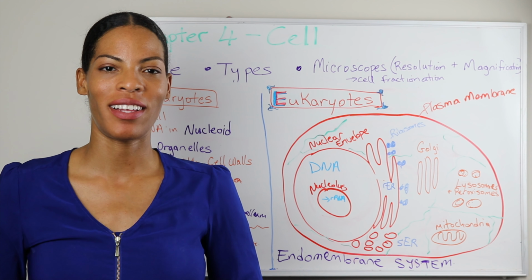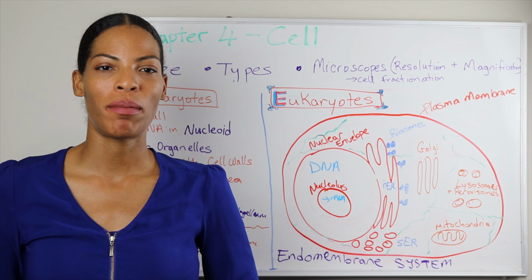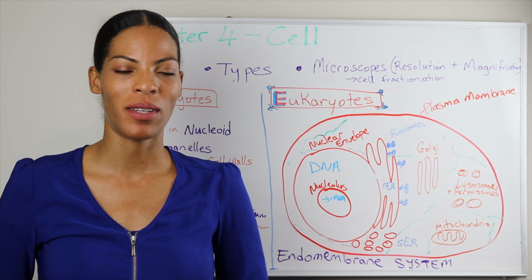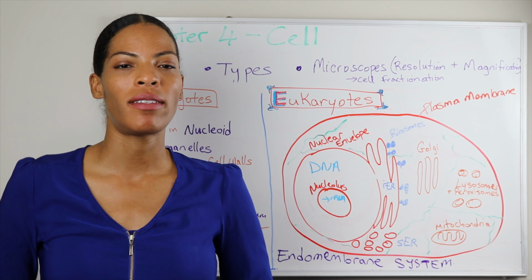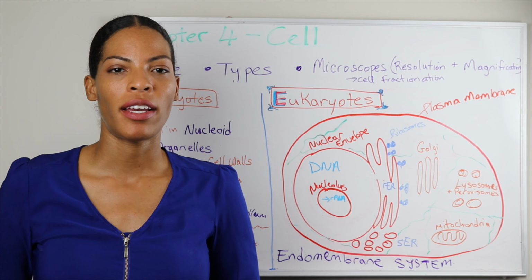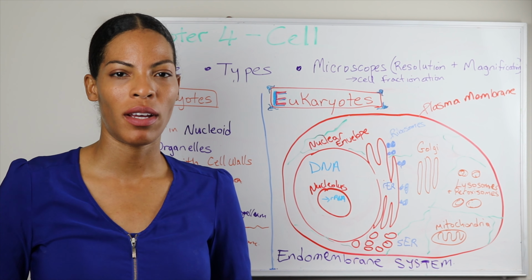This is chapter 4 on the cell, and these next few chapters will cover the cell in different amounts of detail. So today we're going to talk about cells in general, as well as two main kinds of cells that you should know the differences between and how to compare them.